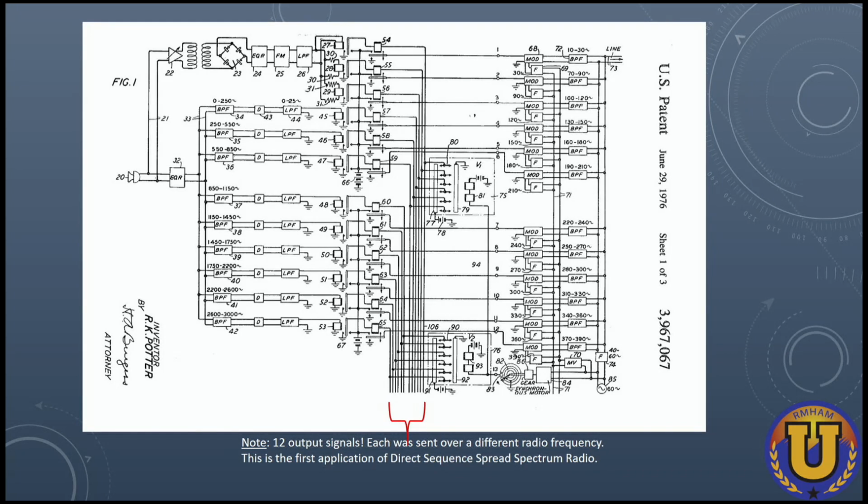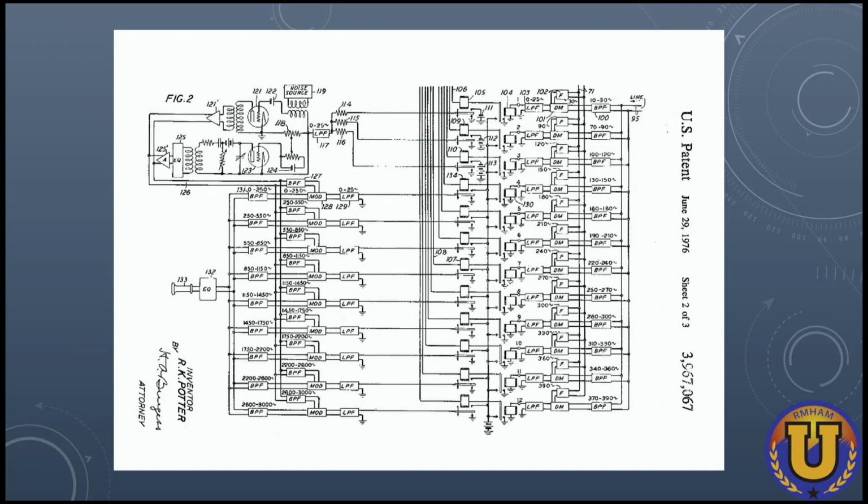And they sent that by individual radio frequencies. This is the first use of spread spectrum radio. This is where it happened. So they spread that over a bunch of different frequencies, and you've got marks and spaces at each different frequency, and so that was really hard to break.